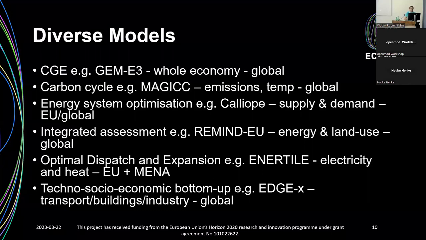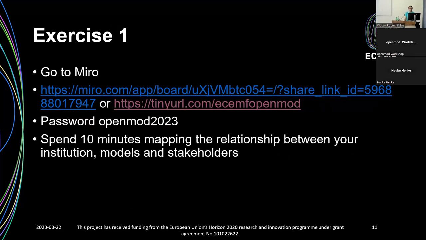There are also optimal dispatch and expansion models, which are very detailed. They might look at a particular country or region, and just at electricity and heat at, say, an hourly time resolution. And then there are models that specialize on the demand side. So we've got this huge complexity in the European research space in energy. We've got a huge number of stakeholders, all with different perspectives and interests in the energy transition. We've got a large number of research groups developing a huge number of different models. So that's the now. That takes us on to the first exercise.